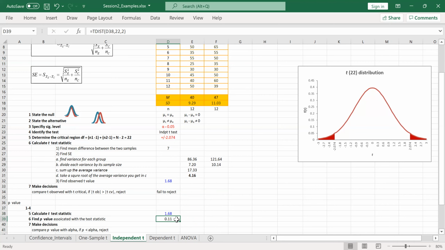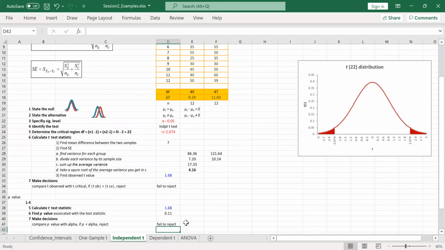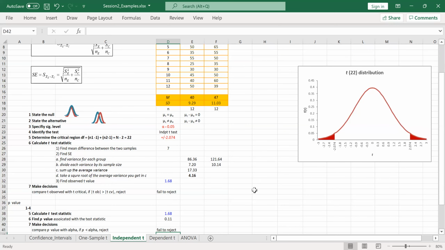And so we compare this observed probability level with the criterion level, which is the alpha level. So since the probability is larger than 5%, we're also going to fail to reject, because the smaller the p-value, the more evidence against the null. So either approach, we'll get the same conclusion.